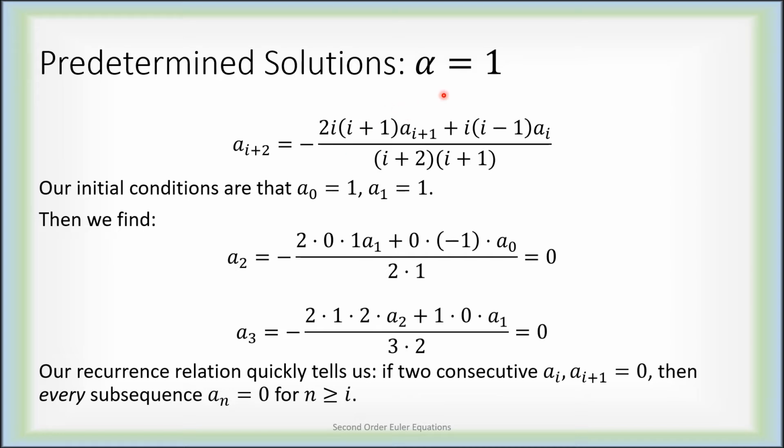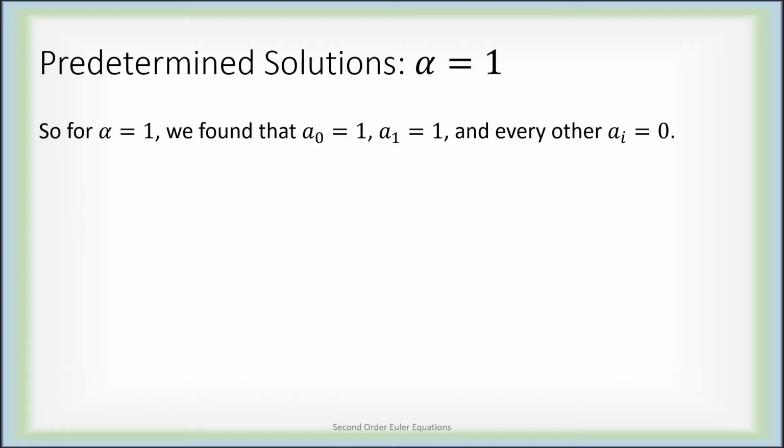So if there are ever two consecutive a sub i's which are both 0, then the next one will be 0, and the next one, and the next one, and so forth. And since we have found that a sub 2 and a sub 3 are both 0, then we have found that every a sub i after this point will also be 0. So we found that a0 is 1 and a1 is 1, and every single other a sub i is 0.